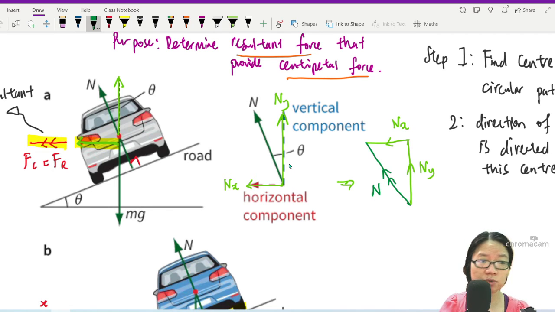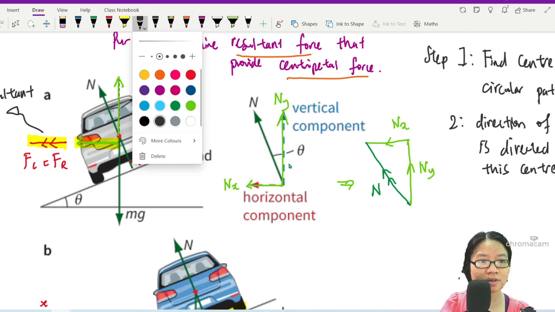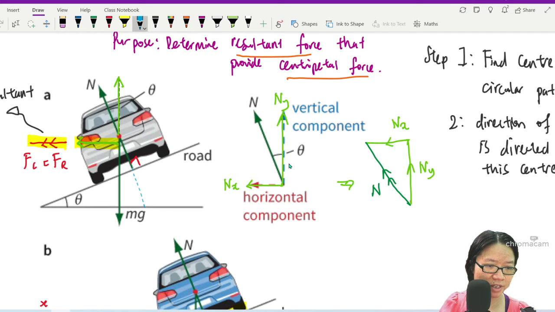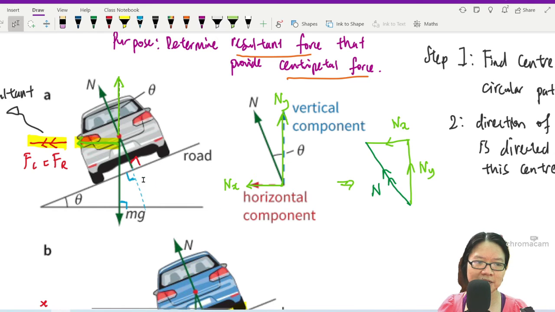If I want to think about theta, where is theta? Well, my friend, if you want to find theta, let me change up the colors a bit. Then you need to use some right angle triangle. So this one is 90 degrees because it's mg. This one is also 90 degrees because it's an extension of the normal force. And this angle here would be 90 minus theta, which means this angle here will be theta.